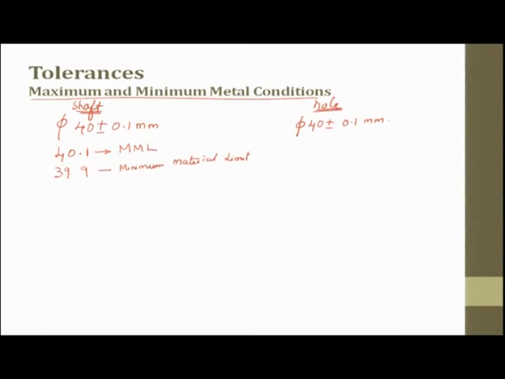Okay. So, let us take a hole. For the hole I get 40.1 and this is 39.9. So, when I say the hole size is 39.9, it is called maximum material condition, and when it is 40.1, it is called the minimum material limit. Okay. So, here let me try to draw this is a hole and this is a shaft.